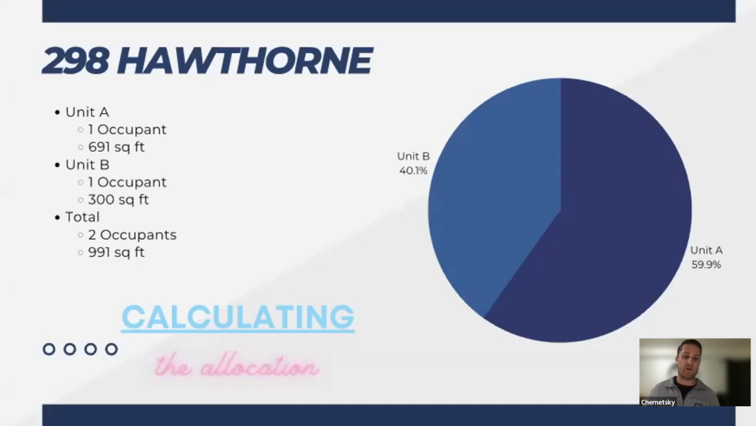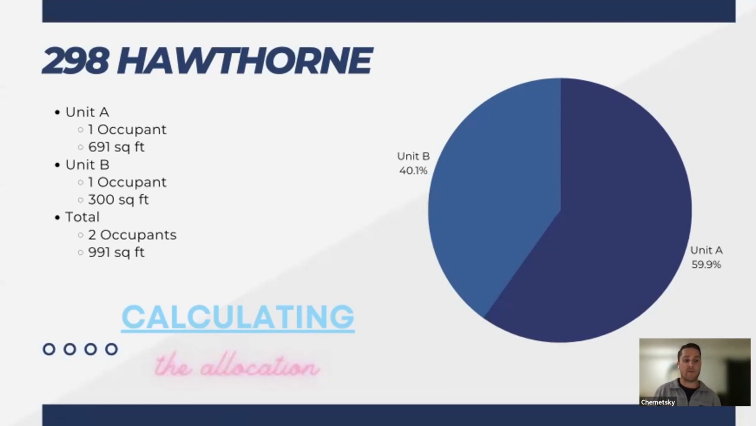So for this property, it's 298 Hawthorne, and then it's unit A. The bigger one is A, the smaller one is B. Anyways, we'll call it A and B for the purpose of this exercise to not overcomplicate things. In the case of 298 Hawthorne, Ken and Mel just signed a lease for a new person to move into A. They're a single occupant, and that unit is 691 square feet. Unit B, Tsunami, has been in there for a long time, at least 5 years. She is a single occupant, and it's a little tiny unit. It's only about 300 square feet.